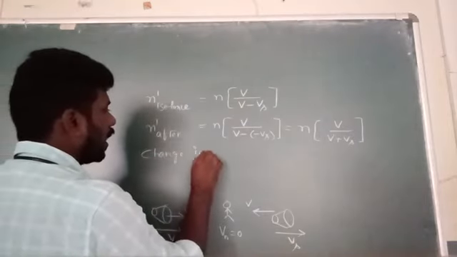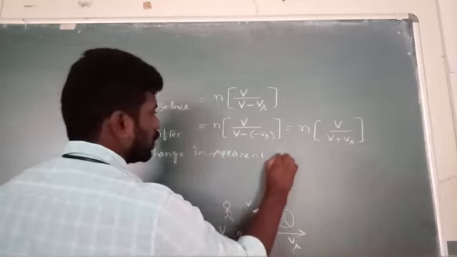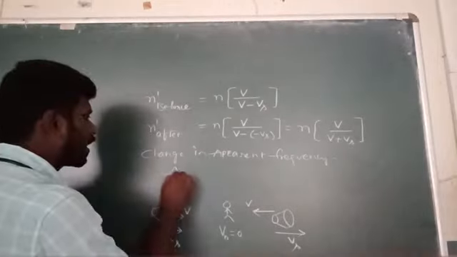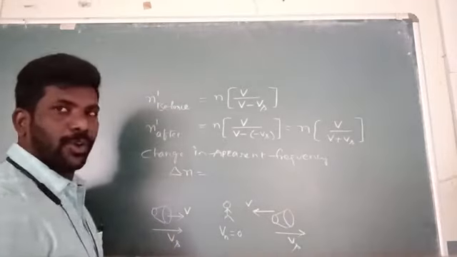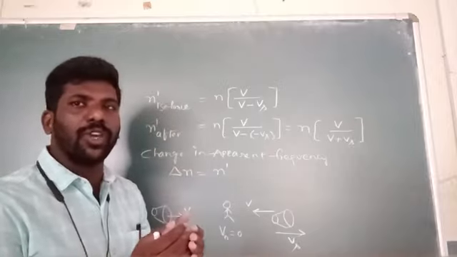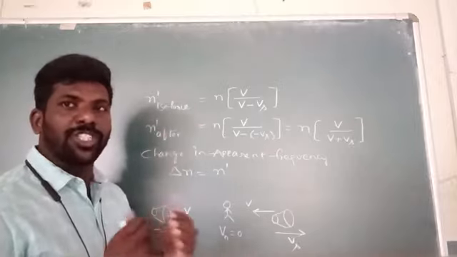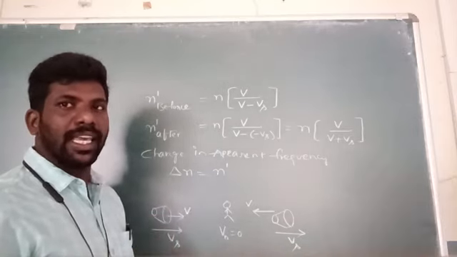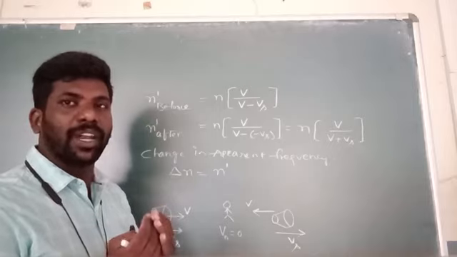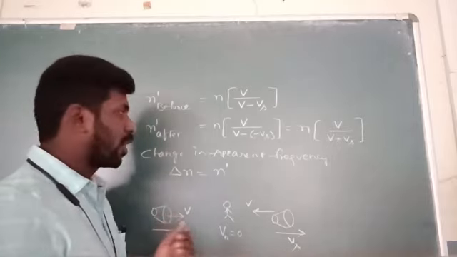The change in apparent frequency, that is delta n. You can take delta n as the difference between n dash after and n dash before. Which is more? Just see, whenever the source moves towards the observer, the apparent frequency is more than when the source is moving away from the observer.